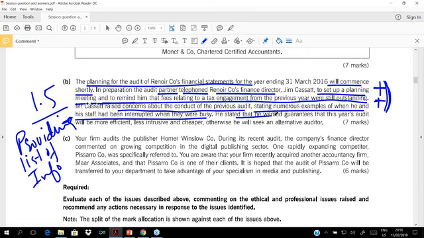Mr. Cassett wants a guarantee that this year's audit will be more efficient, less intrusive, and cheaper. Can the audit be more efficient? Yes or no? Can the audit be more efficient than last year? Yes. Audit can be efficient, right? Because this is a recurring audit, and a recurring audit can be efficient.